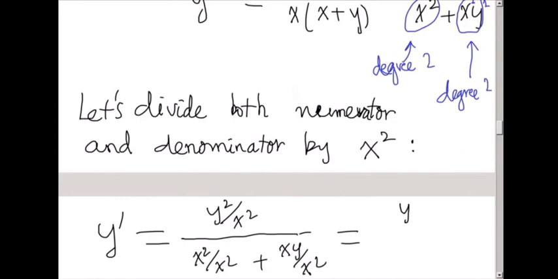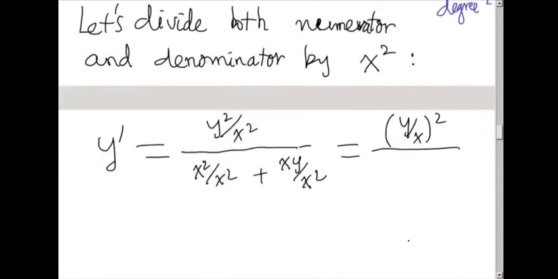The numerator can be written as y over x squared, and in the denominator, x squared divided by x squared cancels, we get 1, and then xy divided by x squared becomes y over x. So you see that the right hand side is a function of the ratio y over x. And that's the reason why the equation is homogeneous. We see the ratio of y over x here.